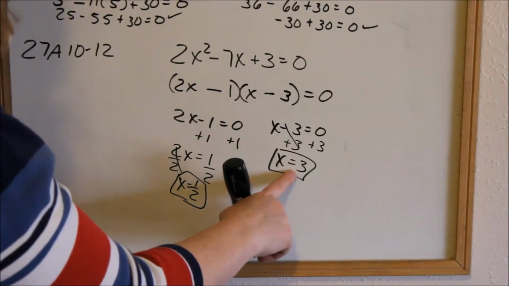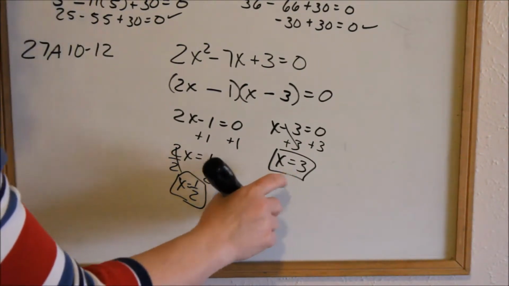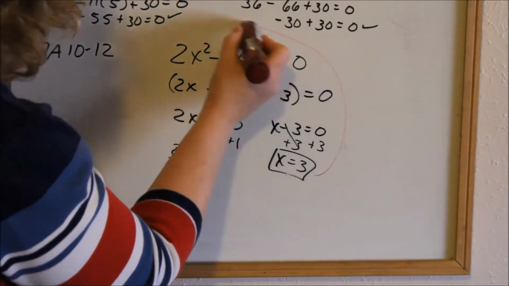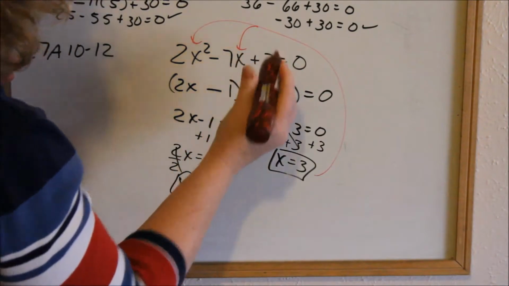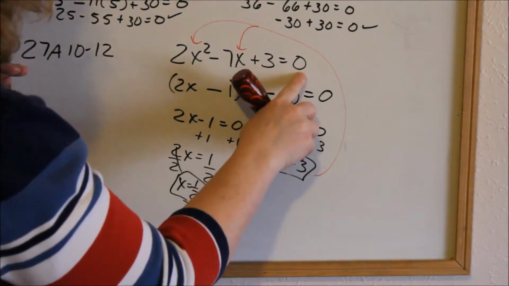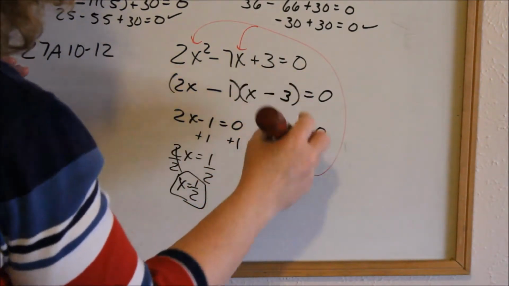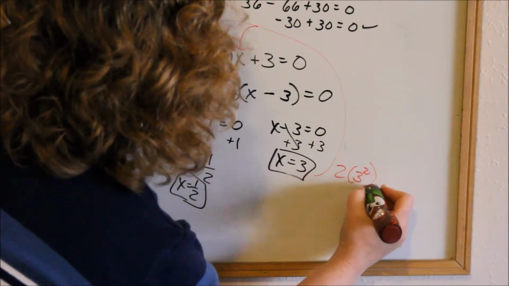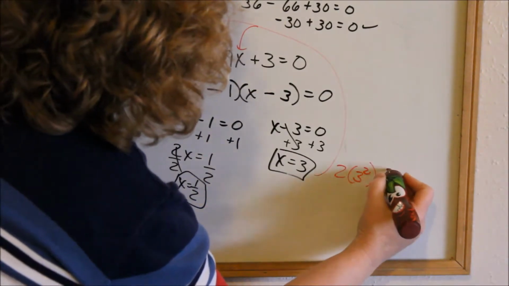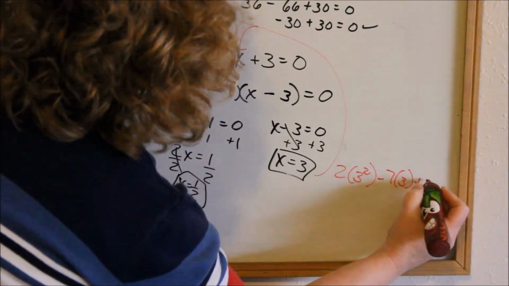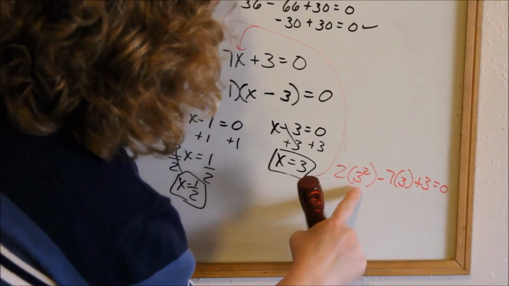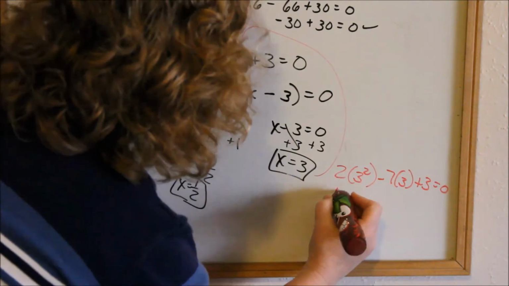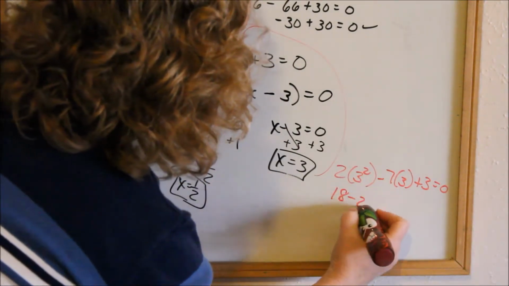I'm going to do my whole number first because it's easier to check with my whole number. When you check, you take your x value and put it back in everywhere you see an x to see if the left side equals the right side. We are trying to get the left side to equal 0. So I would say 2 times 3 squared, that's 2x squared, minus 7 times 3 plus 3 equals 0. So that's 3 squared is 9. 9 times 2 is 18. 7 times 3 is 21.